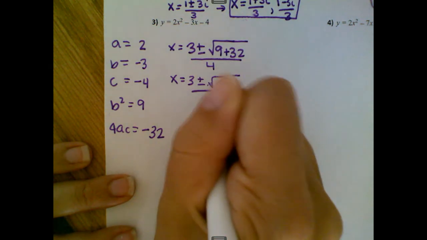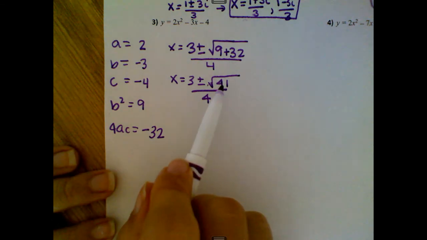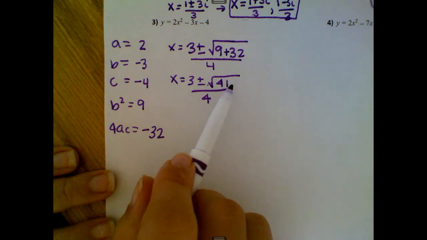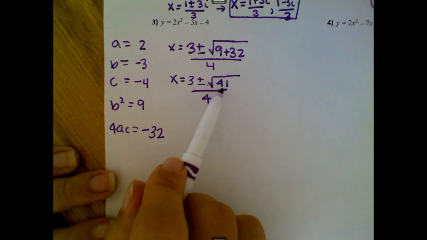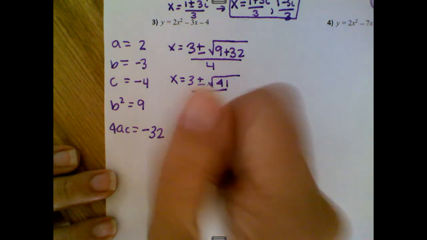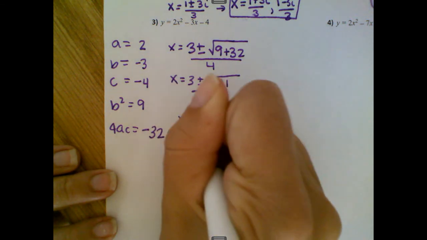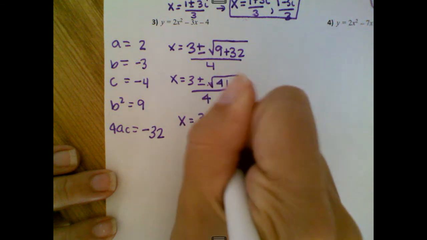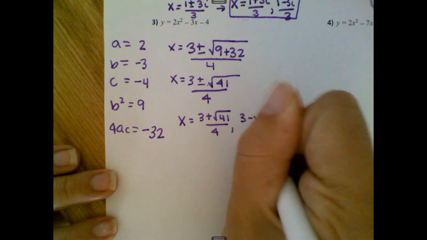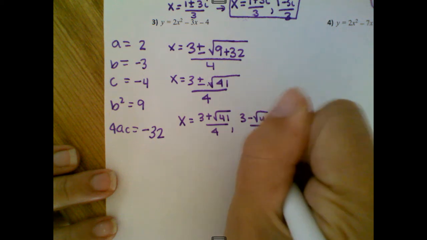Over 4. We look at the radical. We say, can I reduce 41? Can I split 41 into a perfect square and a number that's not a perfect square? I can't. It's not divisible by 4. It's not divisible by 9. It's not divisible by 16. It's not divisible by 25. So no, I can't, which means my final answers are 3 plus the square root of 41 over 4, and then its conjugate, 3 minus the square root of 41 over 4.